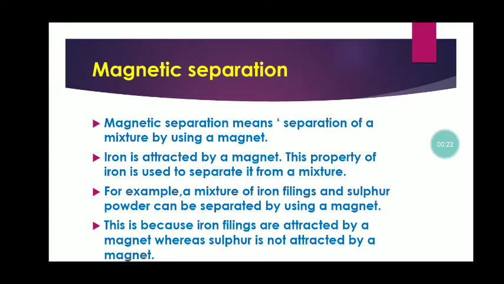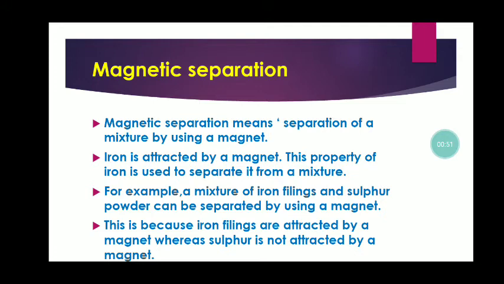If you use a magnet, you can easily separate the substances which show the properties of a magnet. Iron is attracted by a magnet. This property of iron is used to separate it from a mixture. So if you want to separate iron, you can use this method, that is magnetic separation, because iron has a property to attract the magnet.